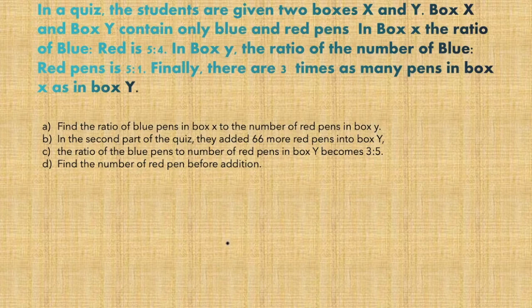This question is actually a ratio question. In the quiz, students are given two boxes, X and Y. Both X and Y consist of blue and red pens. In box X, the ratio of blue to red is 5:4, and in box Y, the ratio of blue to red is 5:1. And finally, the last information that we receive is that box X has 3 times as many pens as box Y. Okay, let us do this step by step.